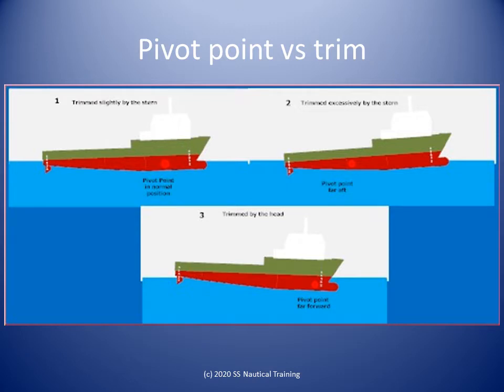When a boat has the same draft at the bow and the stern, the boat is described as being on an even keel. If the draft at the stern of the boat is greater than the draft at the bow, then the boat is described as being trimmed by the stern. This is how boats usually are. If the draft at the bow of the boat is greater than the draft at the stern, then the boat is described as being trimmed by the head. The pivot point position varies depending on the trim of the boat.